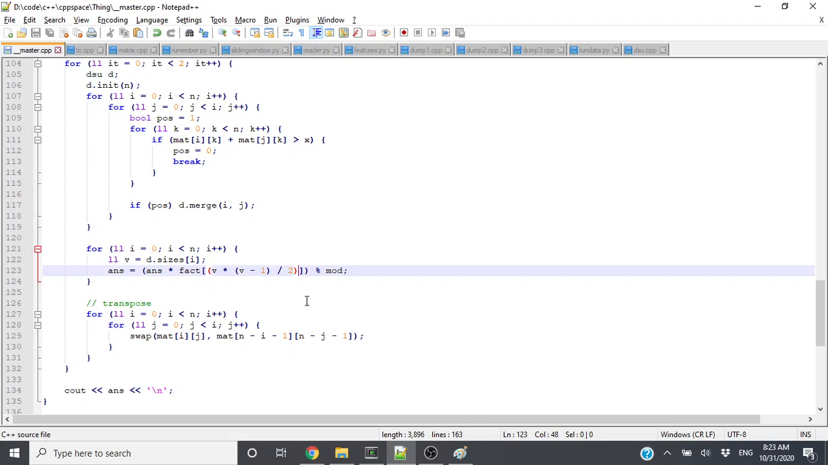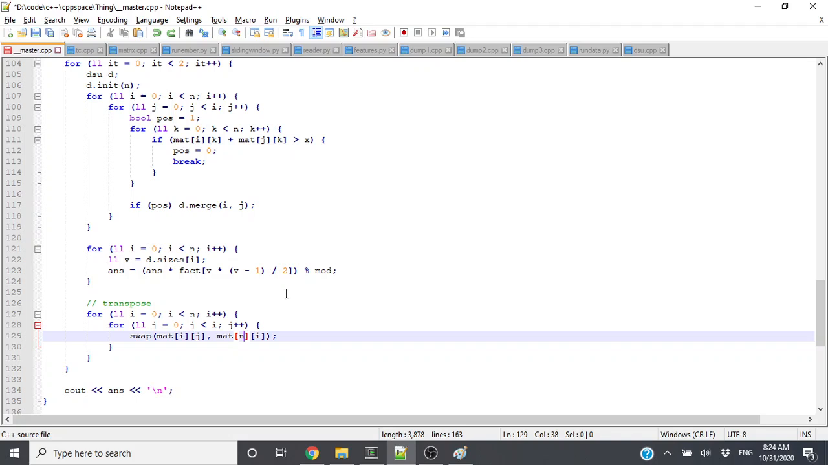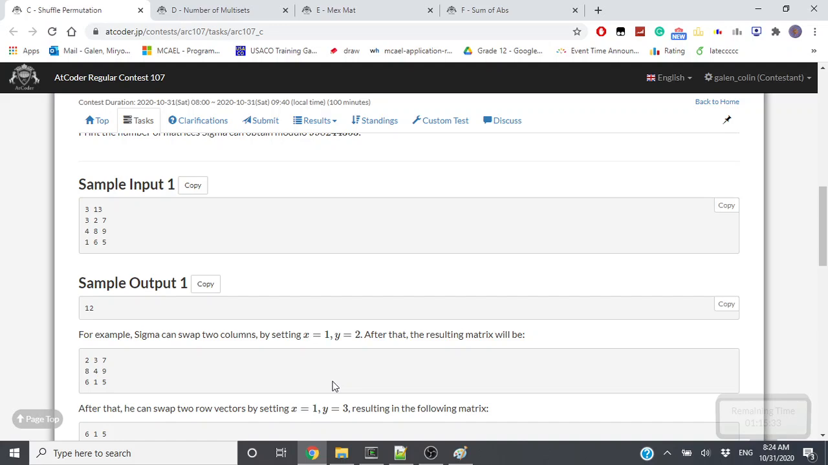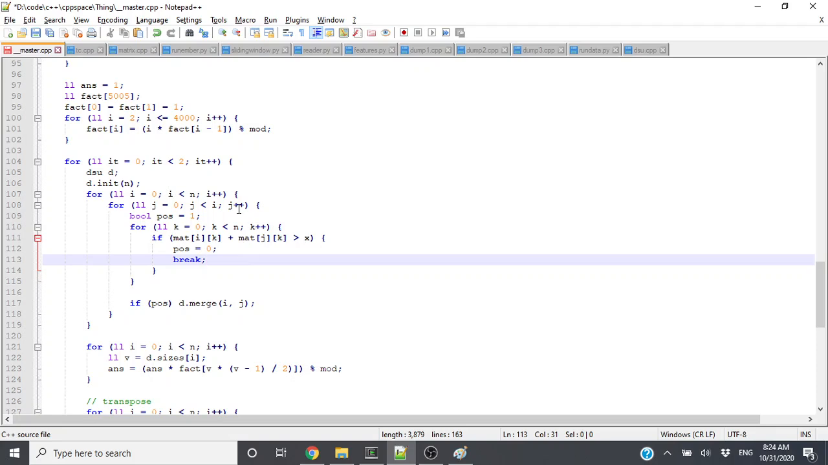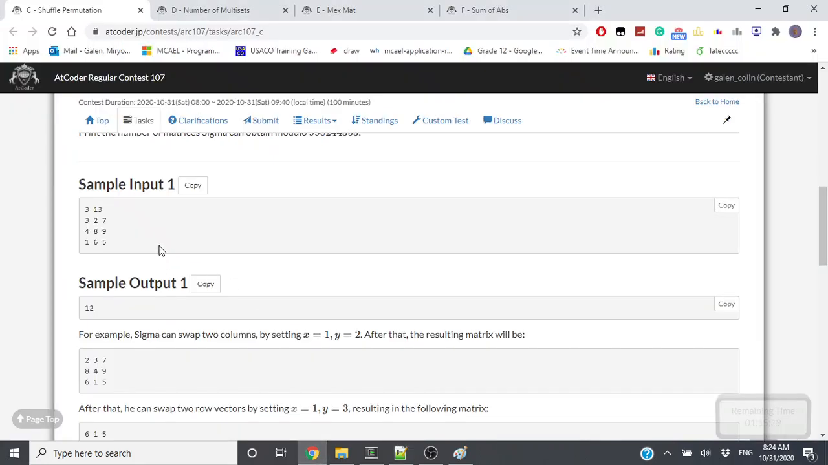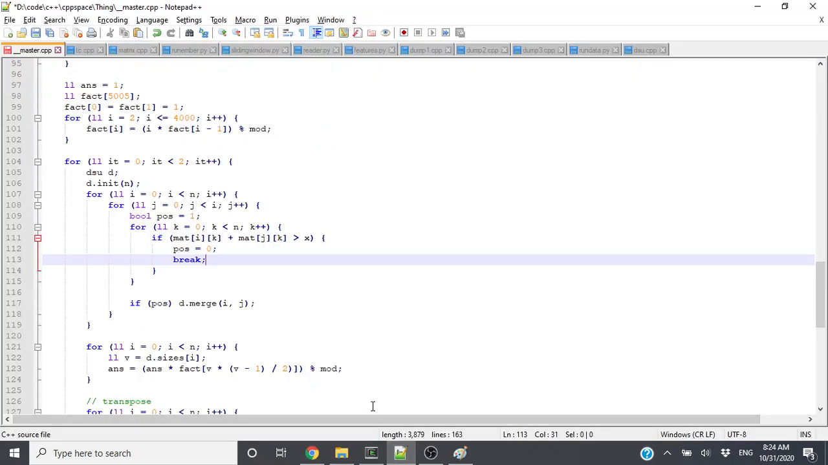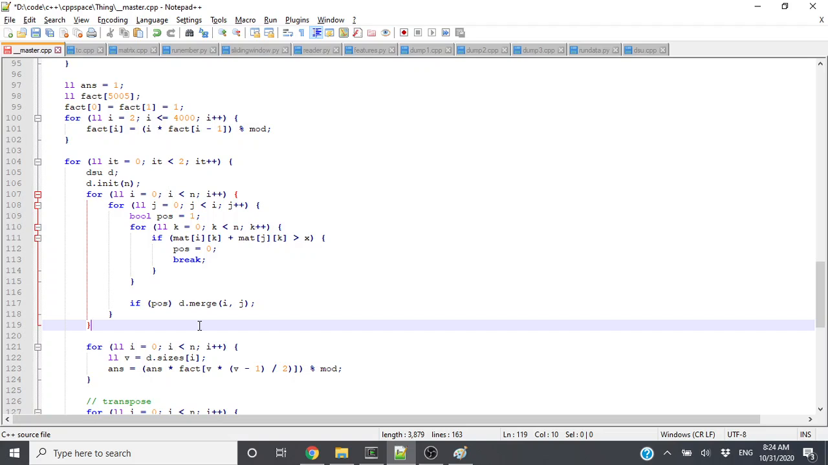Ideally, let's not have some issues with precedence. But what's going on here? N minus i minus 1. I don't see why that doesn't do it. Confused. Actually, this will have problems. But what should it be? It should be something, right? Why is this not being found? That's a problem. J equals 0, j is less than i, j plus plus. Possible equals 1. If mat ik, so the ith row at position k, plus mat jk is greater than x, and we got some problems.